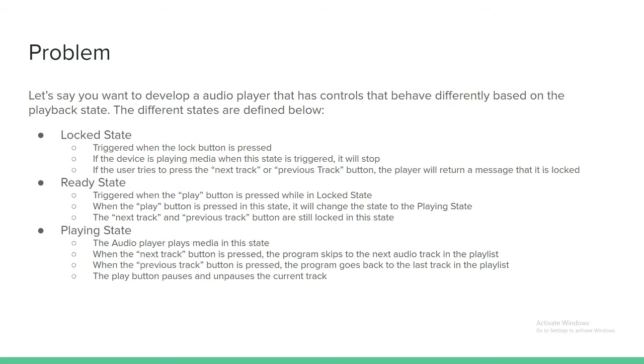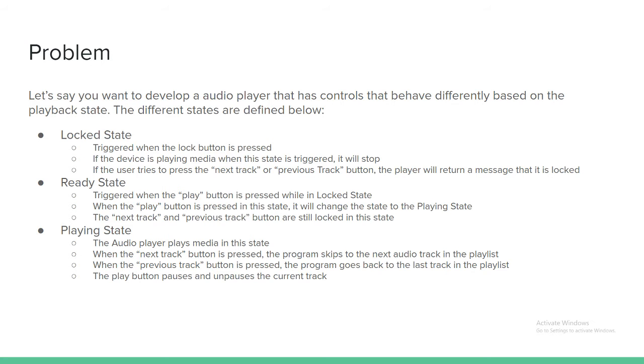So finally, we have the playing state. The audio player plays media in this state. When the next track button is pressed, the program skips to the next audio track in the playlist. And when the previous track button is pressed, the program goes back to the last track in the playlist. And then while in this state, the play button pauses and unpauses the current track.